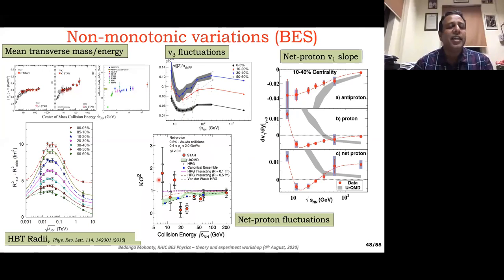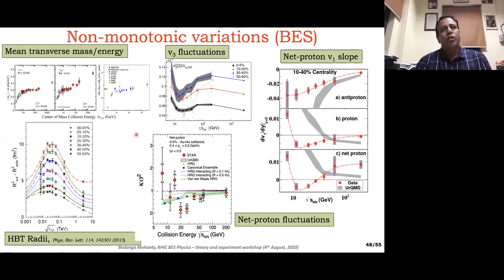From the experimental measurement point of view, we find there are some such trends when we measure the average transverse mass as a function of collision energy, or V3 fluctuations as a function of collision energy, or the difference in HBT radii as a function of collision energy, or the product of moments of net-proton distributions as a function of collision energy, or the slope of directed flow V1 of protons as a function of net protons as a function of collision energy. These are some striking measurements which have come out from the beam energy scan program showing non-monotonic trends.